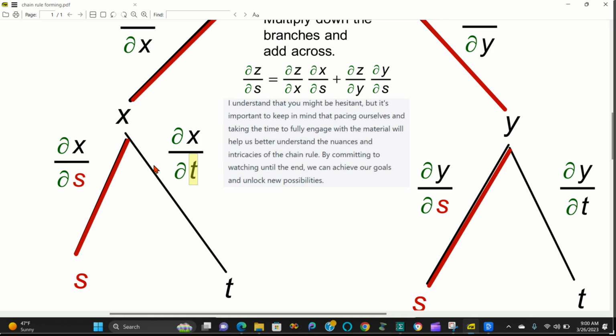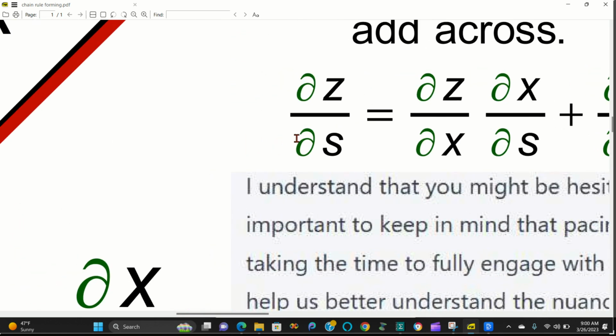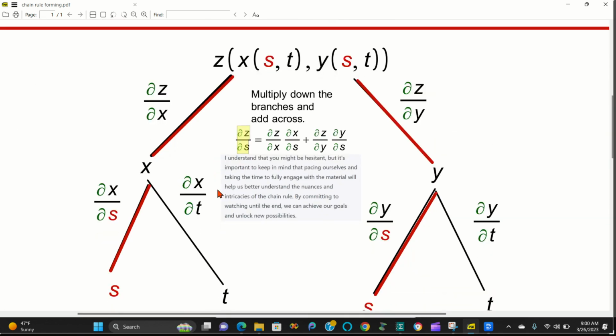So we're going to do the partial of z with respect to s. So what I'm saying here is this one right here. Right? We're doing the partial of z with respect to s. You see this? We're looking for that. Go back here a step. So you're going to multiply down these red branches here.